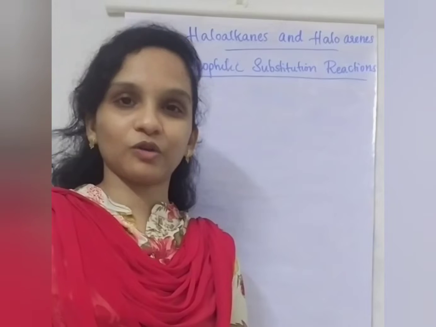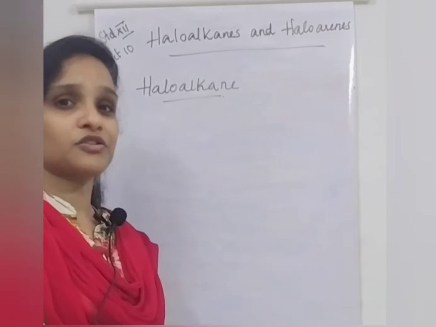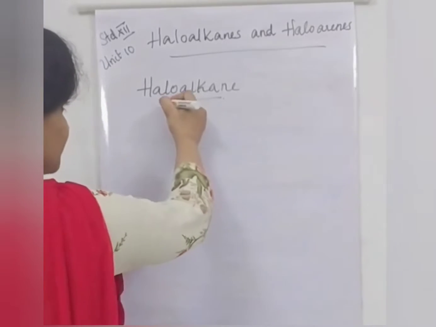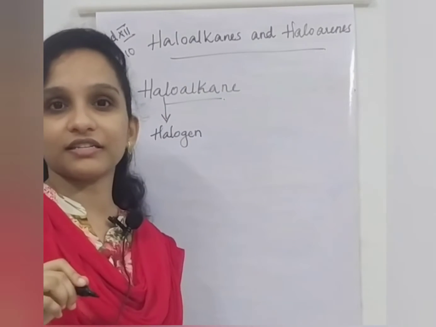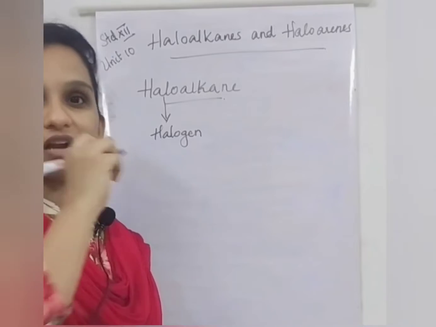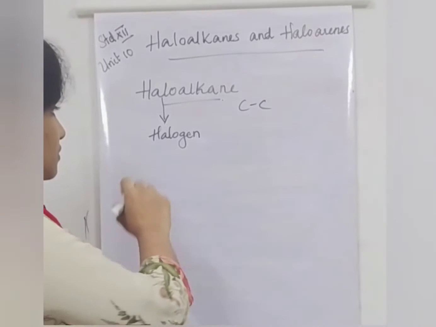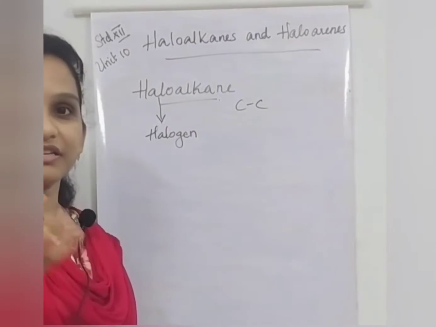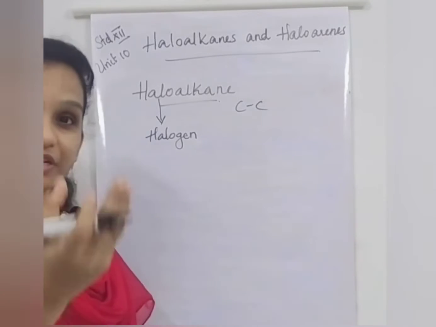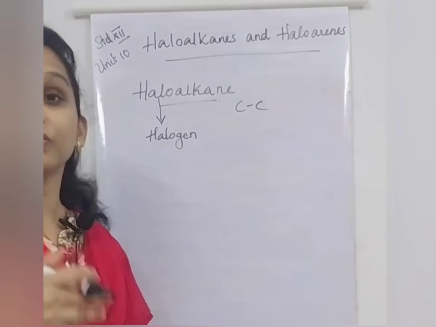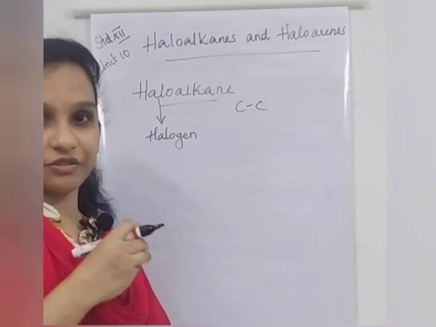Today we are going to study nucleophilic substitution reactions of haloalkane. Halo is a short form of halogen, right? And alkane, we know, is a hydrocarbon which contains carbon-carbon single bonds. So haloalkane means that in the hydrocarbon, one or more hydrogen atoms are replaced by a halogen group.